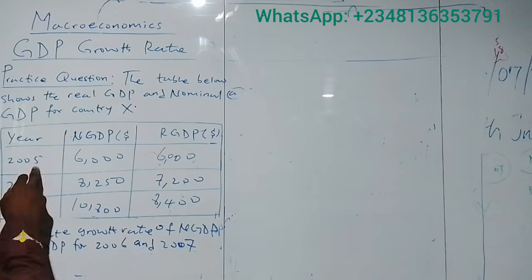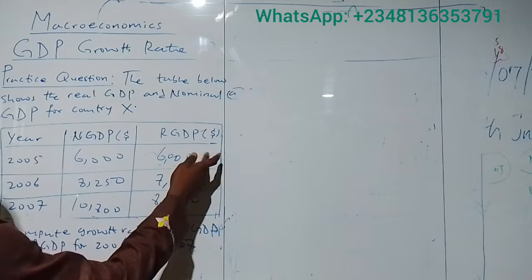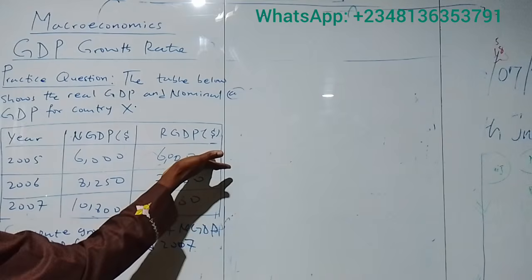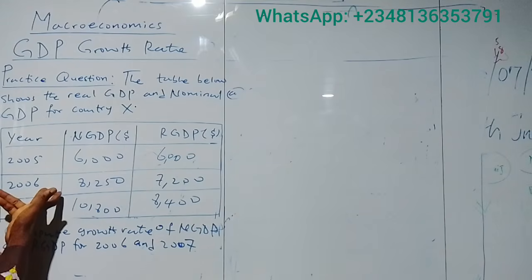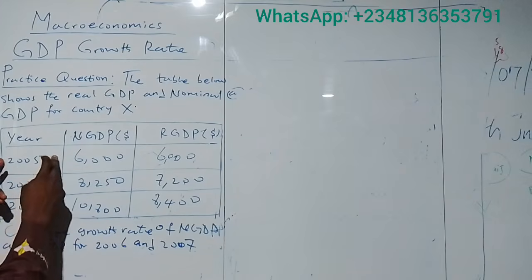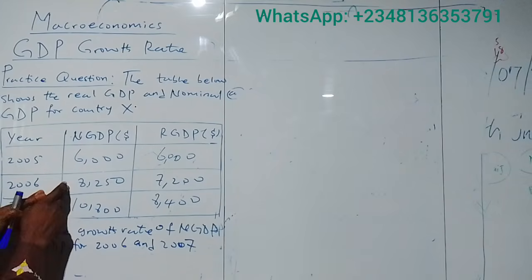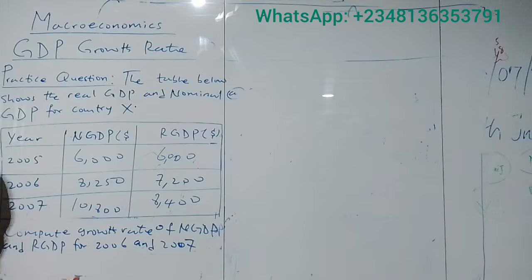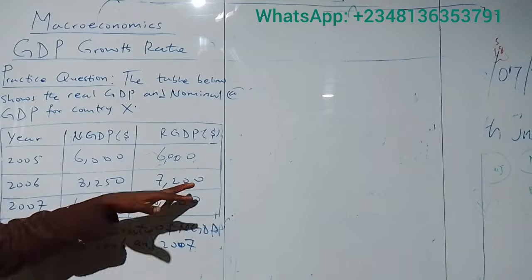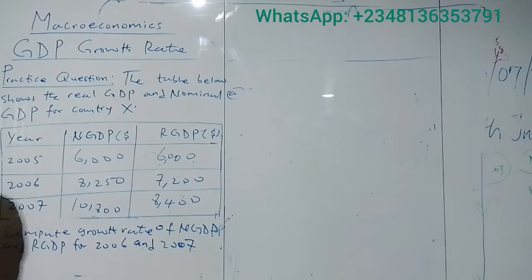For example, here, 2005, which is the first period, you cannot know the growth rate because you cannot compute the change, and nothing has changed here. But when you move to another year, you can now talk about the change from the first year value to the second year value. You can see the question is even direct by saying compute for 2006 and 2007. Bear in mind that you cannot compute for 2005, which is the first period here. So take note of that.